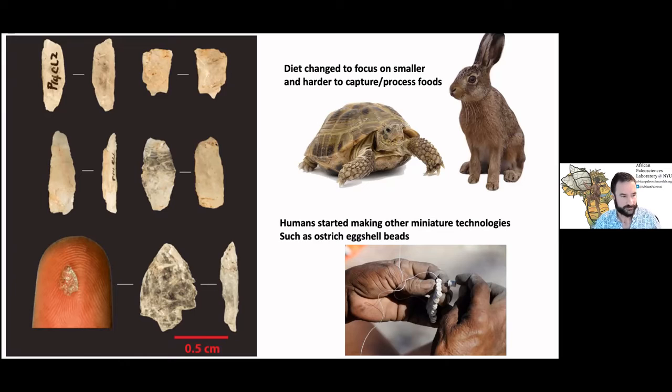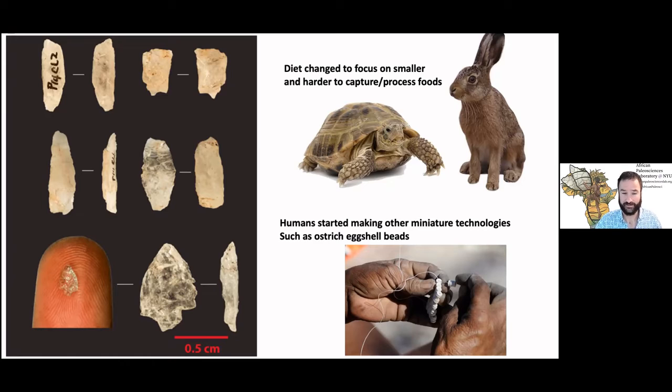But interestingly, we also find that people's diets changed to focus on smaller and harder to capture foods like tortoises and hares at this time, which suggests some kind of stress in the diet, probably driven by the fact that they can't go and forage as much as they did in the wider landscape, most likely because there's more people. And so they start to forage around these harder to get things like rabbits and hares, which if anyone's tried to hunt a rabbit, it's not an easy thing to do. And butchering it and eating it, it's a lot of work for not a lot of meat.